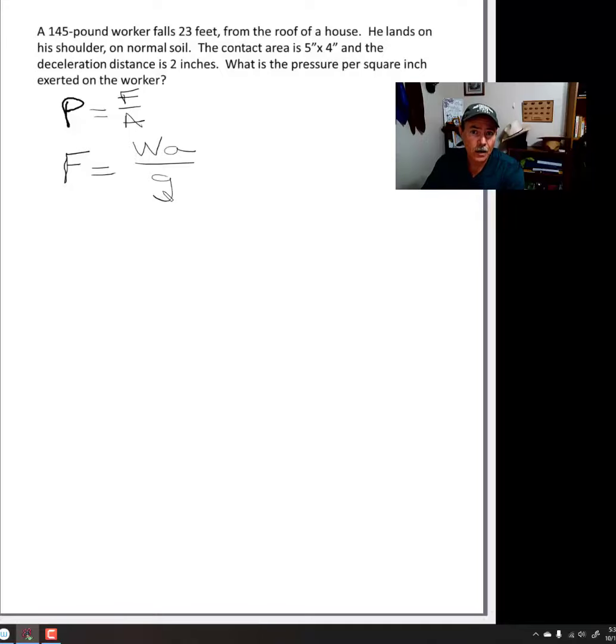Now G is a constant. That's the acceleration of gravity constant, 32.2 feet per second squared. And we're doing all these calculations in imperial measurements, feet and inches. But the problem here is we still don't have what we need to calculate force. We have to find the rate of deceleration. Let me show you that formula.